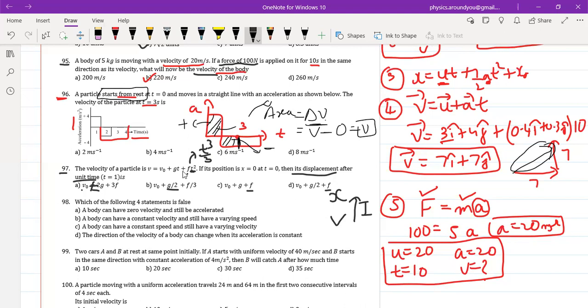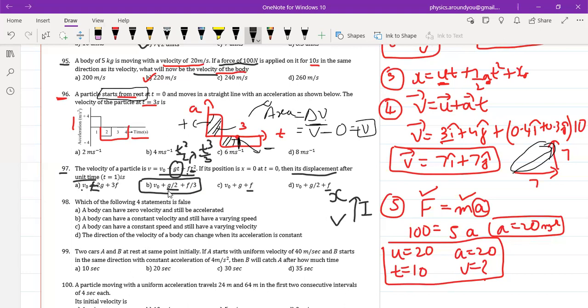I repeat, once we integrate v naught plus gt plus ft square, from the golden rule we know that the integral of t square will give you t cube by 3. So there should be f by 3 in the options, right? In all the options there is f, but only in B there is f by 3. And if you integrate gt, it should be t square by 2, so there should be a g by 2 in the options. Only in option B there is g by 2. So the right choice should be B.